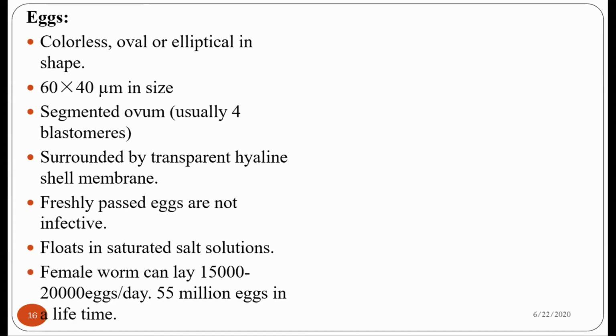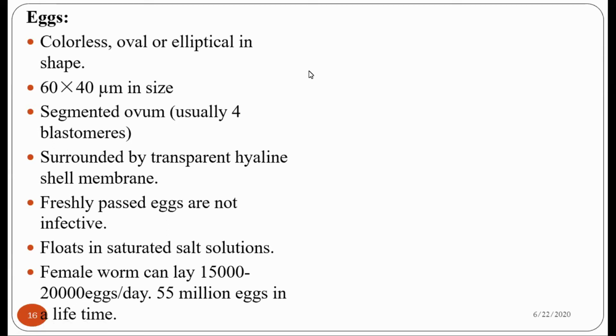The adult female worm can produce a very large amount of eggs, about 15 to 20,000 eggs per day. And during its lifetime of about 5 to 15 years inside the human host, this adult female worm can produce about 15 million eggs.